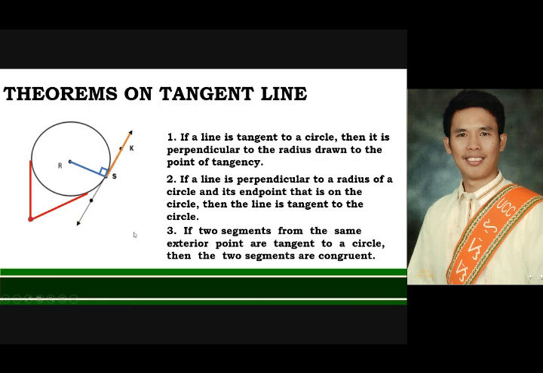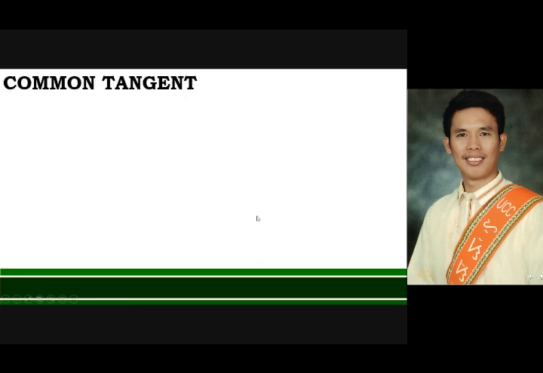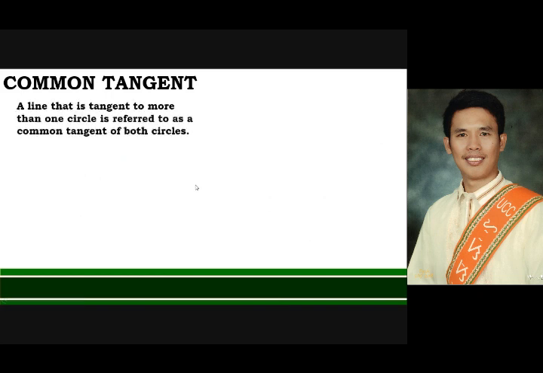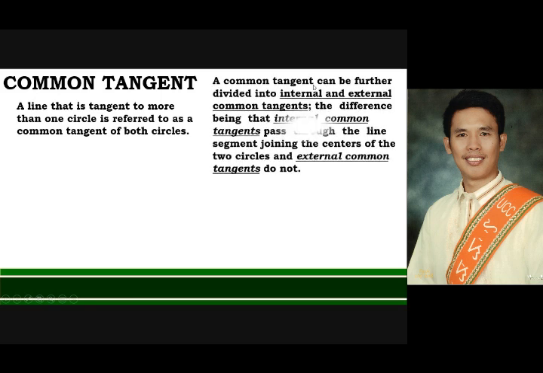So, those are the three theorems of our tangent line. Now, let's have what we call the common tangent. When we say common tangent, it is a line that is tangent to more than one circle, referred to as a common tangent of both circles. A common tangent can be further divided into internal and external common tangents. The difference being that the internal common tangent passes through the line segment joining the centers of the two circles, and external common tangents do not.